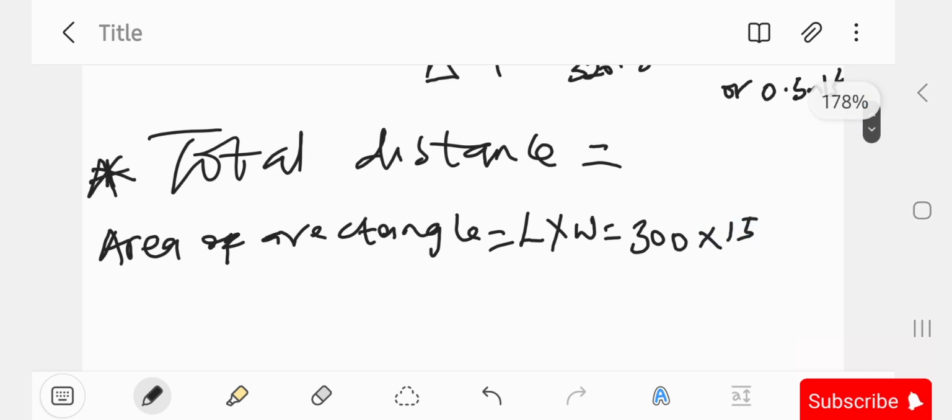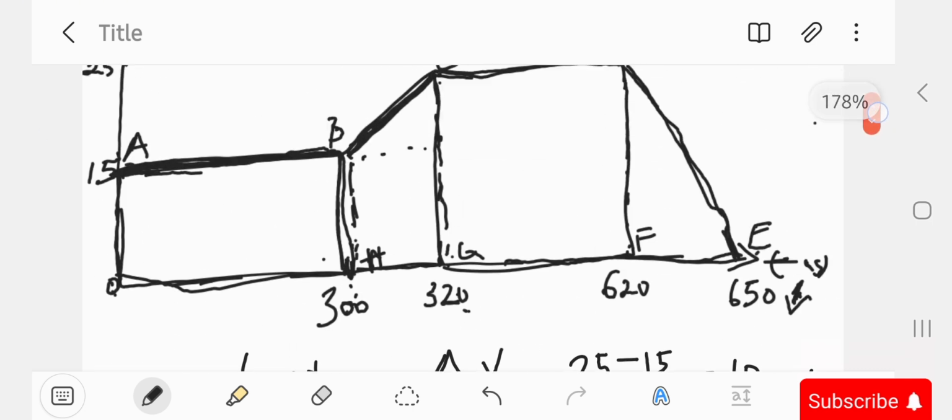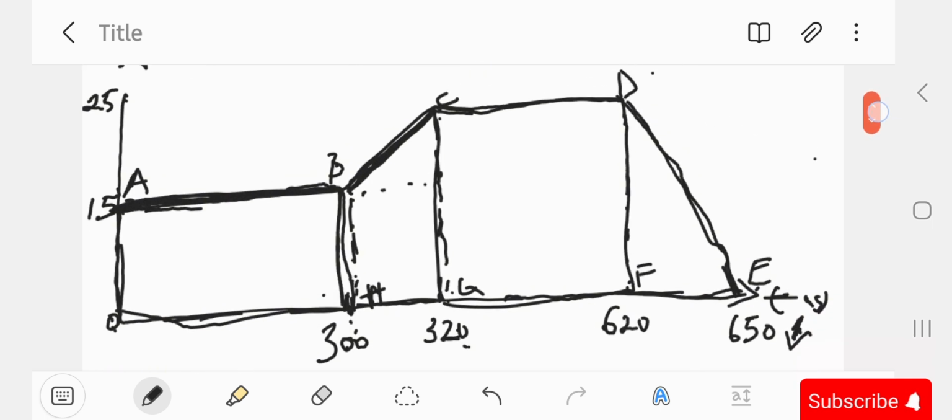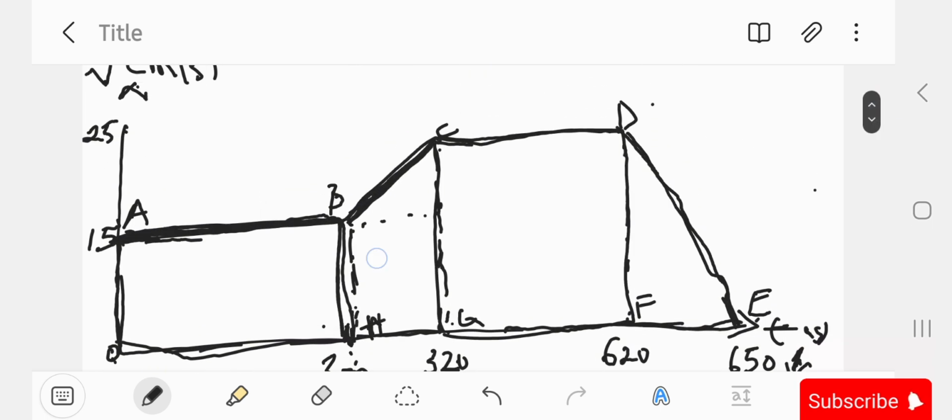Let's keep that aside. Let's go back to the graph and continue. You see that the second shape here is a trapezium, and the formula for finding the area of a trapezium is 1 over 2 multiplied by the length of the top plus the length of the bottom, multiplied by the height. And the height turns out to be this. So what is the length here? It is the distance from here to here, and that is what?